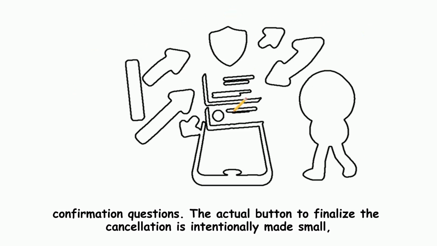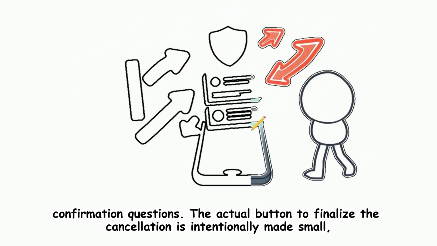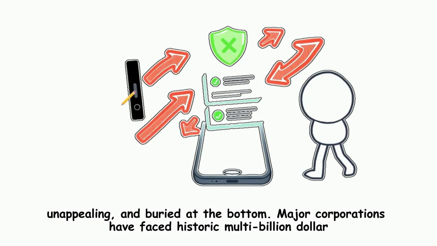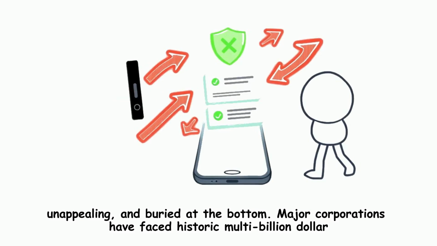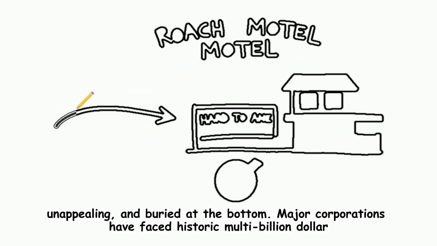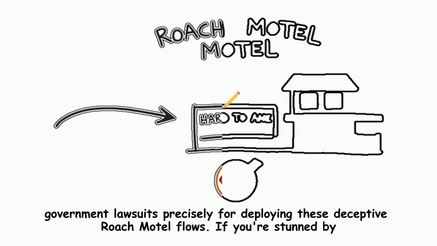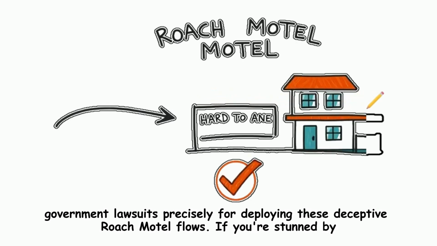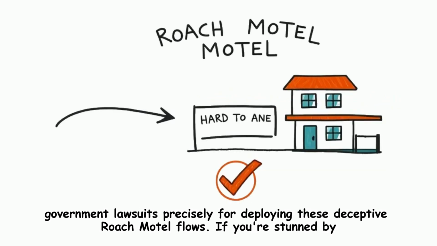The actual button to finalize the cancellation is intentionally made small, unappealing, and buried at the bottom. Major corporations have faced historic, multi-billion-dollar government lawsuits precisely for deploying these deceptive Roach Motel flows.